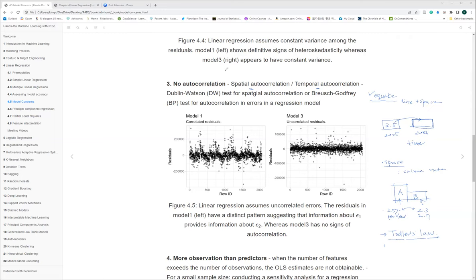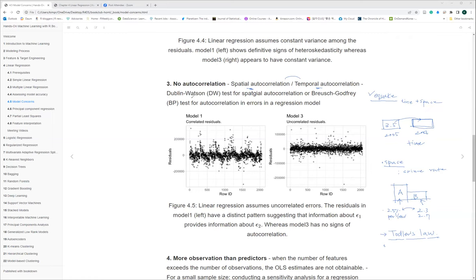The book does not cover how we can test for these kinds of autocorrelations, which is very critical, because whenever we get a data set, the first thing we have to figure out, especially for me as an urban planner, is whether there is any kind of neighboring effect in time or space. So we always test these two situations.